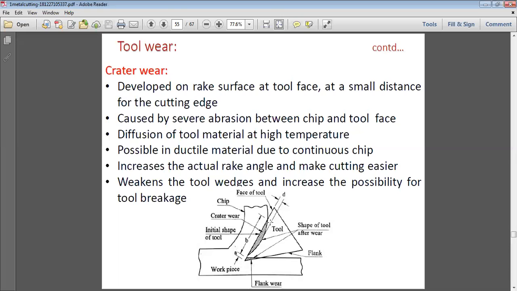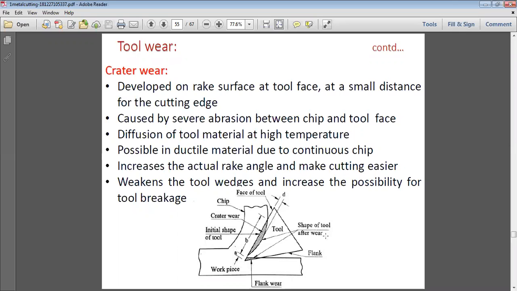This is the face of the tool, and the distance from the lower end to the upper end of this is taken as D, and this is the total length of crater wear. This is the chip, and this is the initial shape of the tool. After the cutting, it gives a change in the shape of the tool. This is known as the initial shape, this is the final shape, and the distance between the initial and final shape is taken as D. That is known as your crater wear.